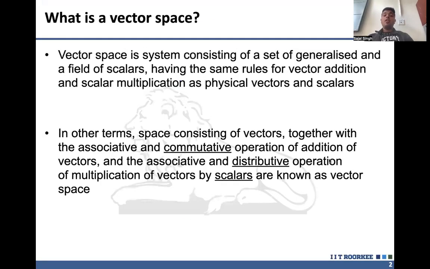What is a vector space? A vector space is a system consisting of a set of generalized field of scalars having the same rules for vector addition and scalar multiplication as physical vectors and scalars. In other terms, a space that consists of vectors together that are associative, commutative, and also follow distributive operations of multiplication of vectors by scalars is known as a vector space.